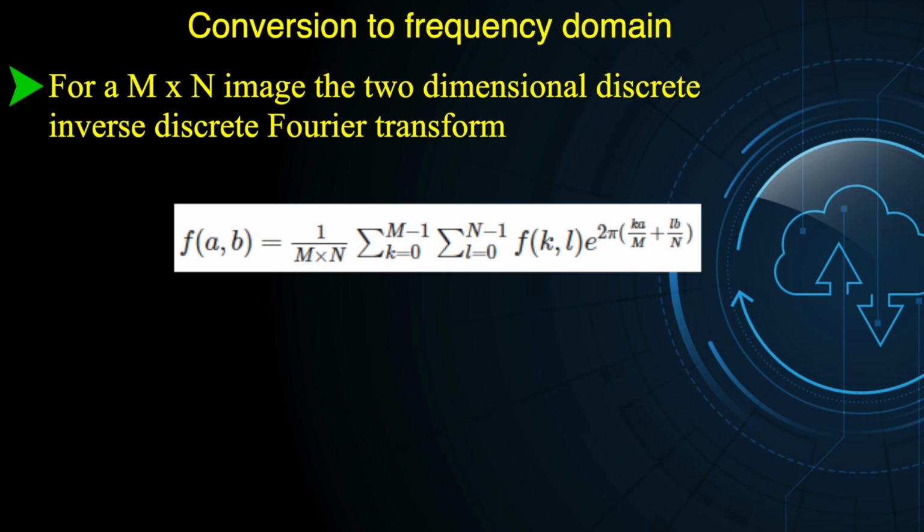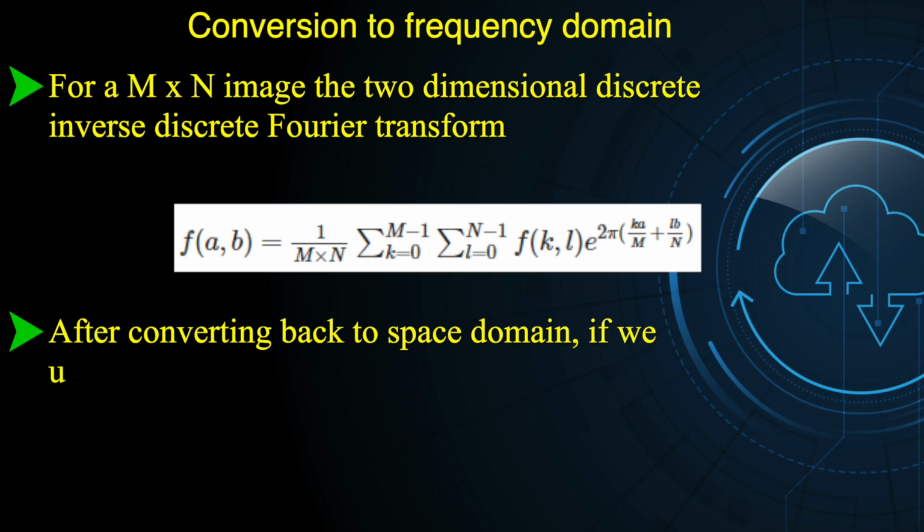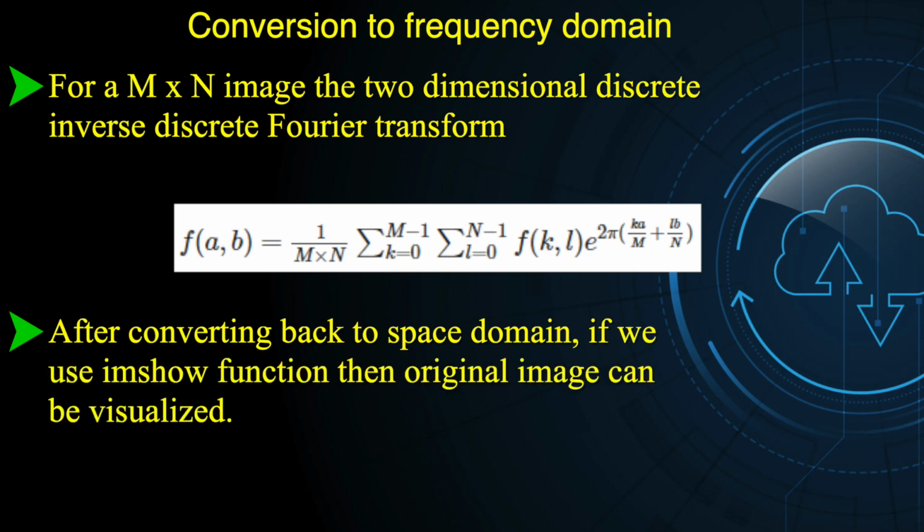F(k,l) is the Fourier transformed data of the image, multiplied by e to the power 2 pi (kx/M + ly/N). So we get the resultant. Converting back to the space domain, if we use the imshow function, then the original image can be seen. After converting this, you will see the original image. There is no problem now.